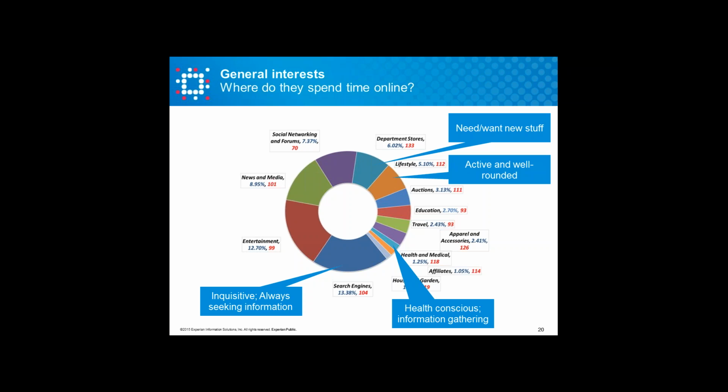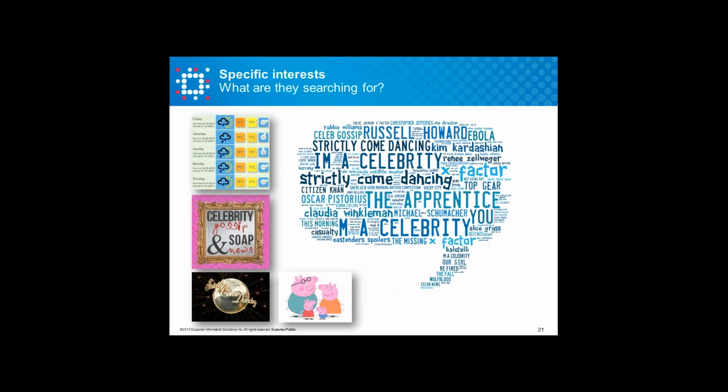But we're also seeing that they're quite active and well-rounded. So we're seeing that lifestyle segment well over-indexed as well. So we need to think about organizational tips and five ways to save time in your day. There's a lot of information that you can get from just understanding where they're spending their time online.